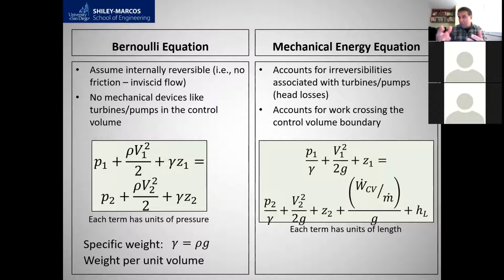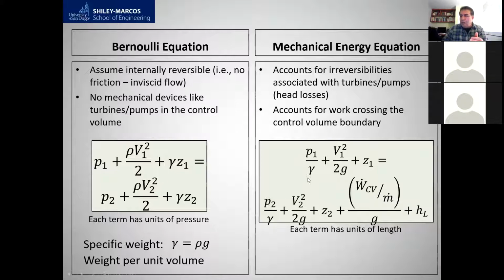For internal flow, if there is no friction, assume it's frictionless, then there are no minor losses. It accounts for work crossing the control volume boundaries, because here we have a power per unit mass, so that could be the power due to a turbine and pump and so on.